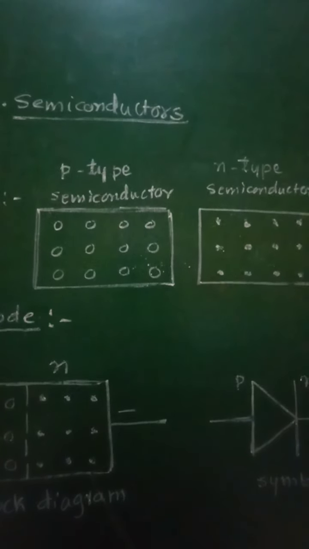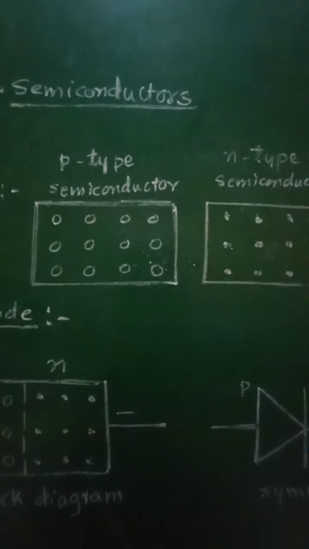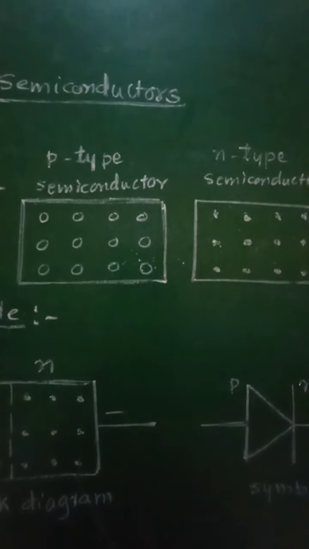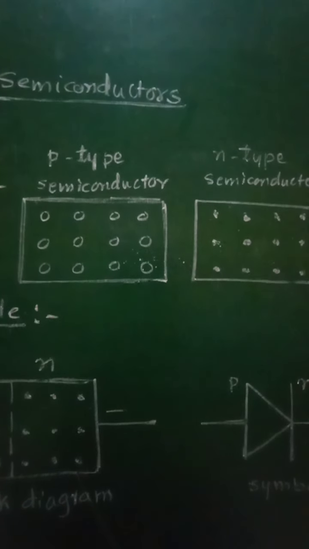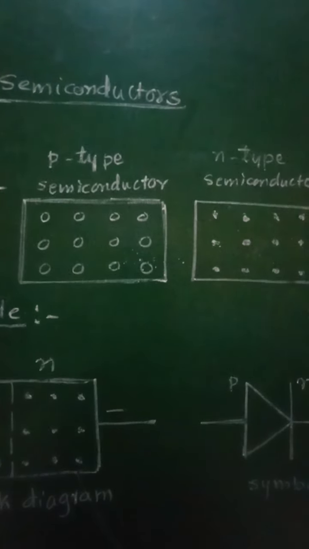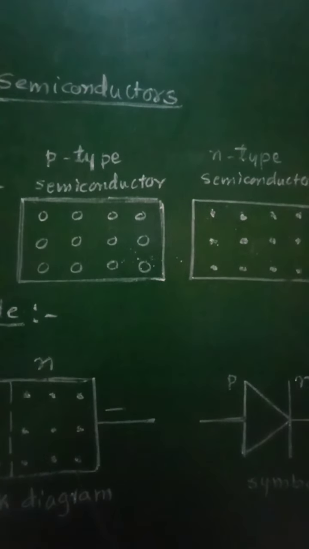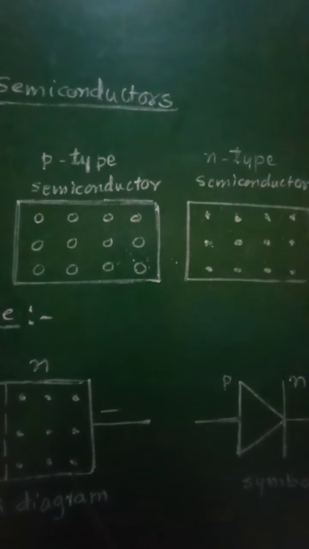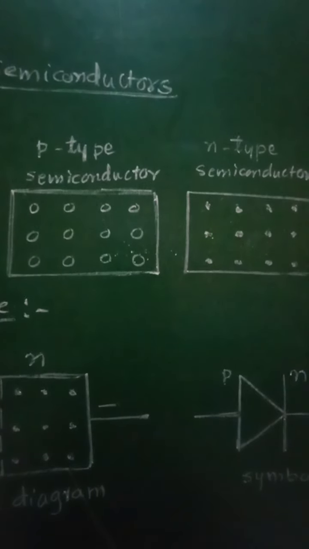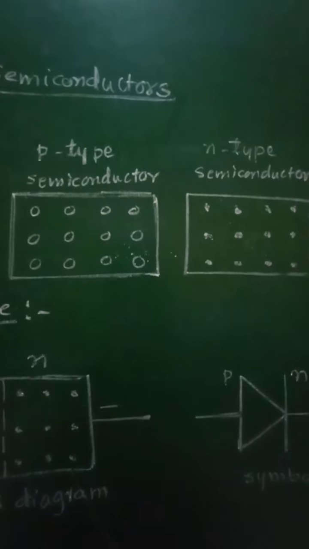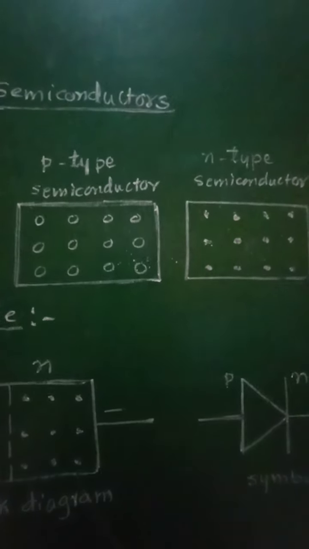There are no charges in this region. So in case of depletion region, there will be no charges. Similarly, the depletion region has higher potential, that is positive potential, on N side and lower potential, that is negative, on P side of the junction.